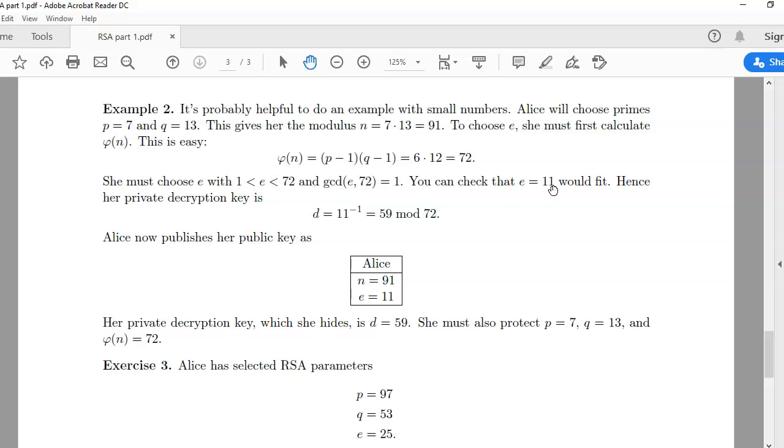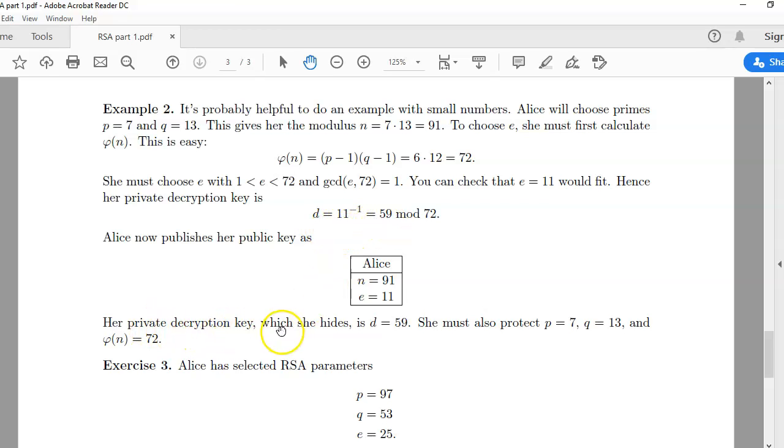11 has a GCD of 1 versus 72, so that's a good choice. And so she will make E equals 11, the other part of her public key data. So Alice already can put out her public key data. N is 91 and E is 11. To compute her private decryption key, she takes her E, which is 11, and she inverts it mod 72, which is her phi of n. And the inverse of 11 mod 72, you can check it on your own modular calculator, is 59. So her private decryption key is 59.